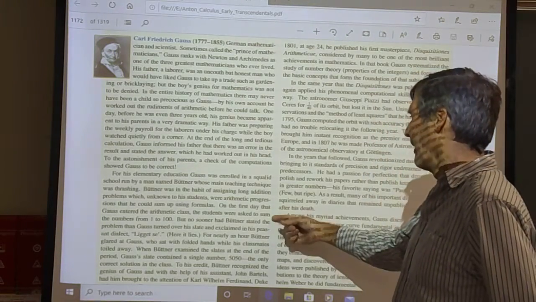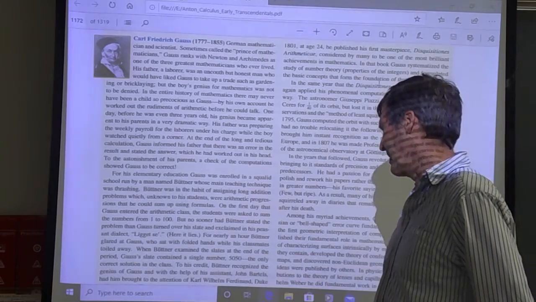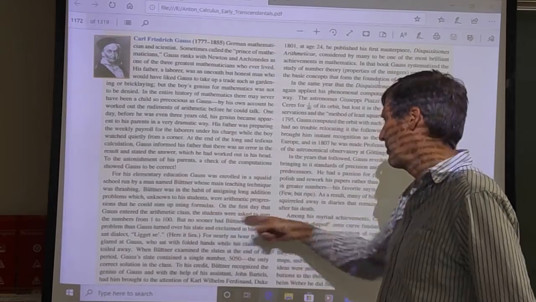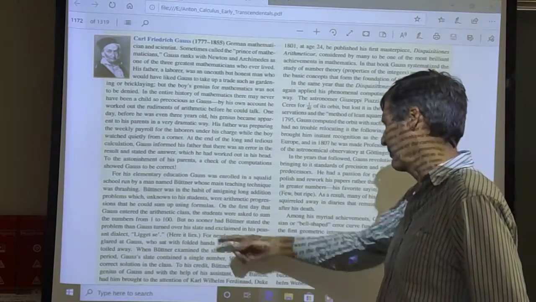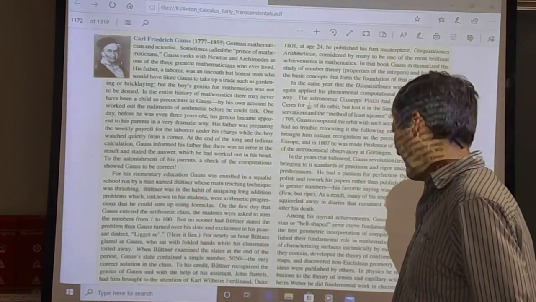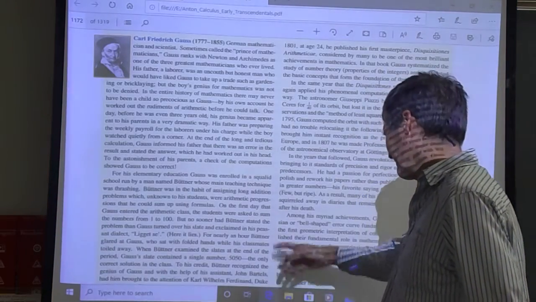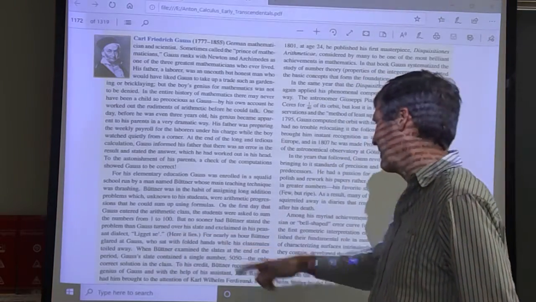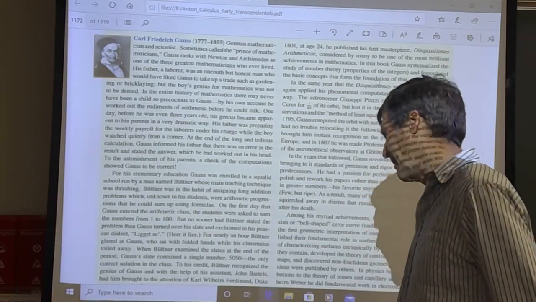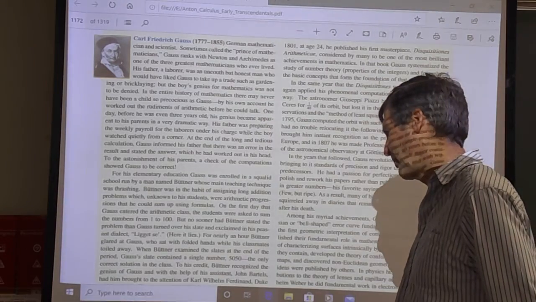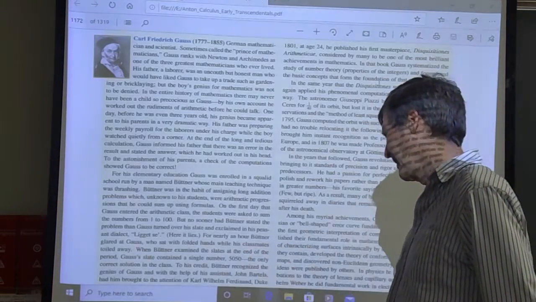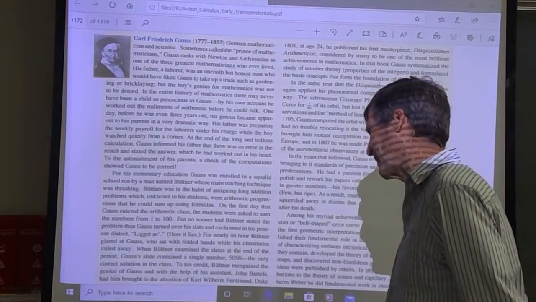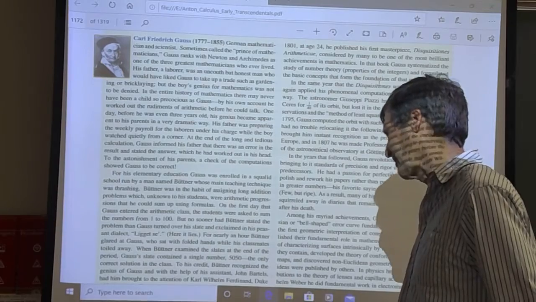So on the first day that Gauss entered the arithmetic class, the students were asked to sum the numbers 1 to 100, 1 plus 2 plus 3 plus 4. But no sooner had Büttner stated the problem than Gauss turned over the slate and exclaimed, in his peasant dialect, "Ligget se, here it lies." For nearly an hour, Büttner glared at Gauss, who sat with folded hands while his classmates toiled away. When Büttner examined the slates at the end of the period, Gauss's slate contained a single number, 5050, the only correct solution in his class.